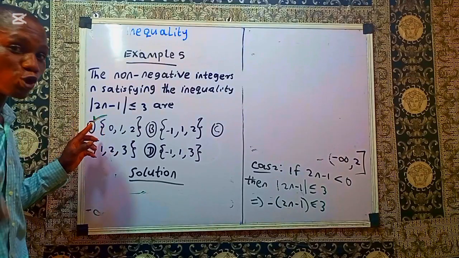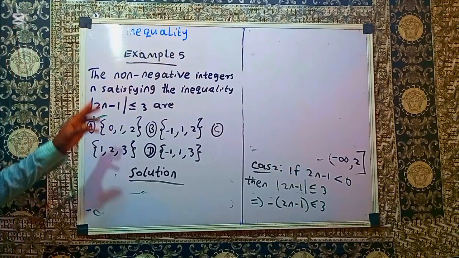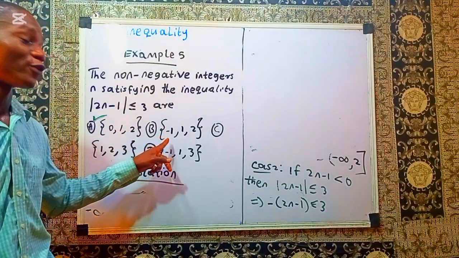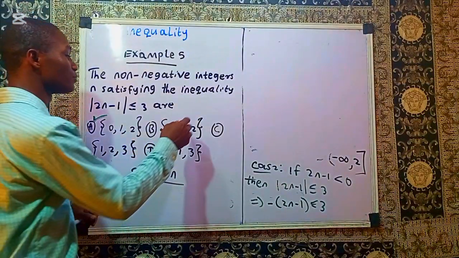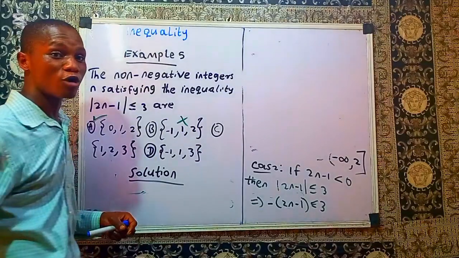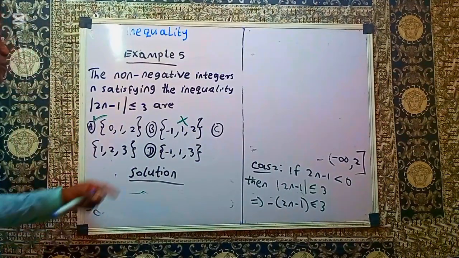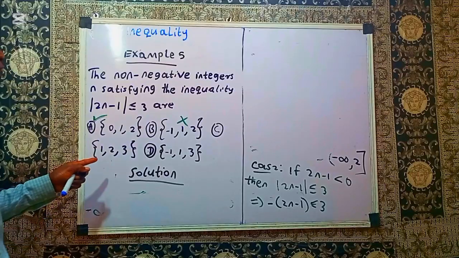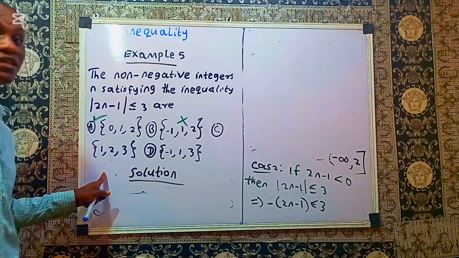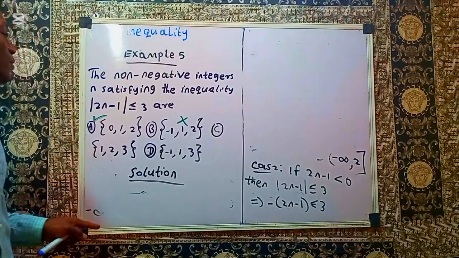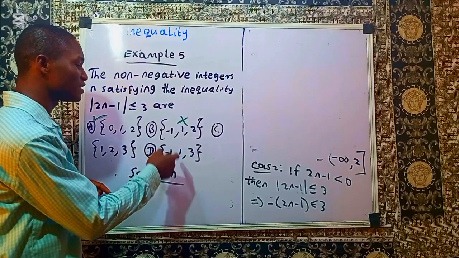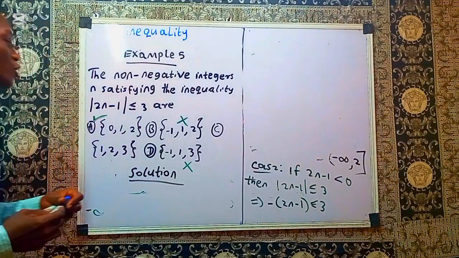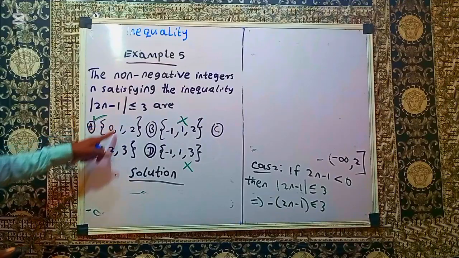Now, if you look at option A, there is no negative integer there. Option B has one negative integer, which is minus 1. This makes option B a wrong option, because it contains a negative integer and you are looking for non-negative integers. Option C does not have any negative integer. Then option D has a negative integer, minus 1, so option D cannot be the correct option. So you are left with option A and option C to consider.